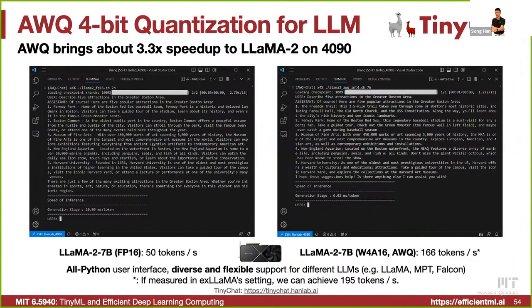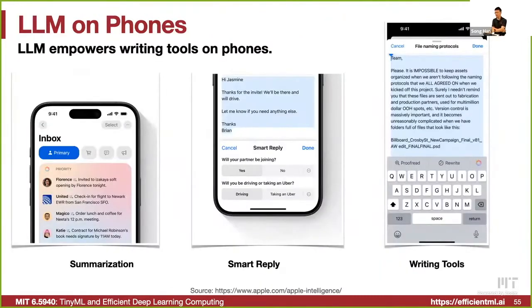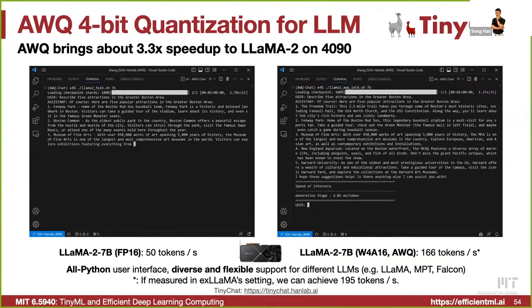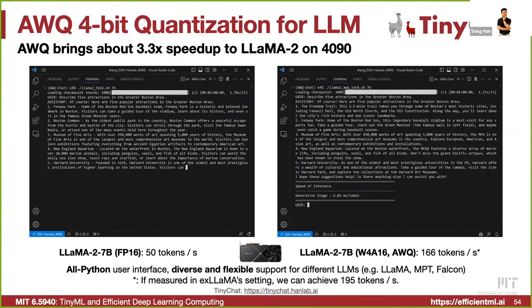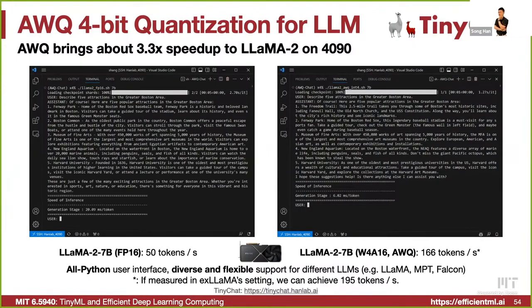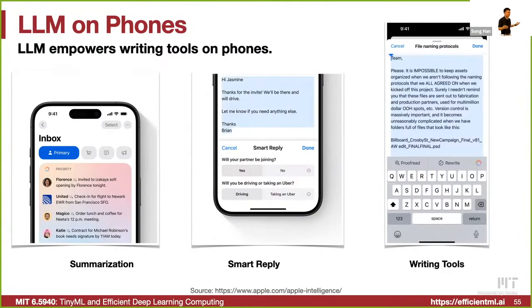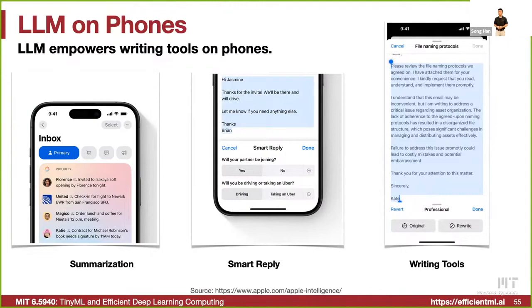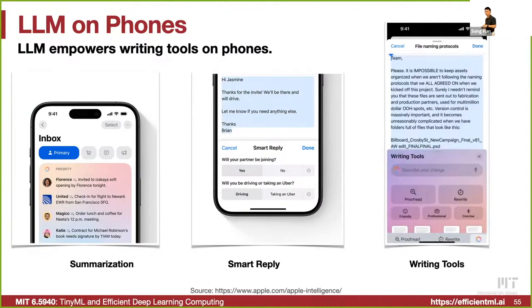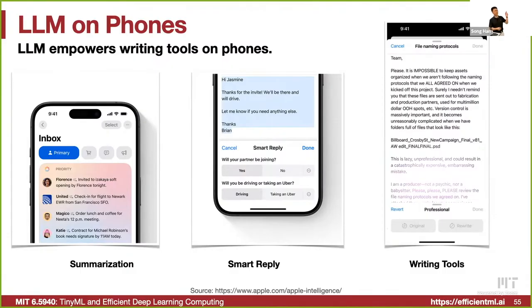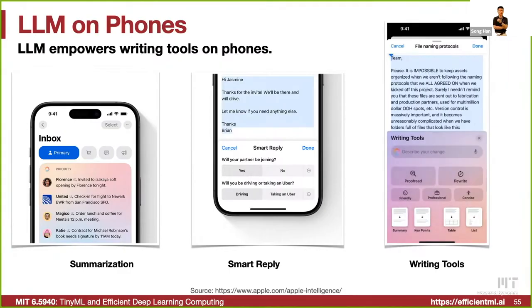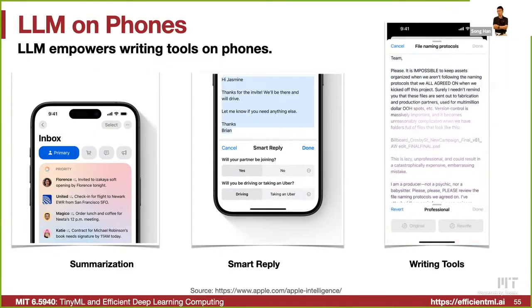So the left-hand side shows running this large language model without quantization, which is slow. And on the right, with 4-bit quantization, it is faster, from 50 tokens per second all the way to 166 tokens per second. Running large language models on edge devices can have a lot of applications. For example, Apple Intelligence here can summarize some of your emails, do smart replies for emails, and also offer writing tools to help you correct the sentiment to make it more professional, etc.